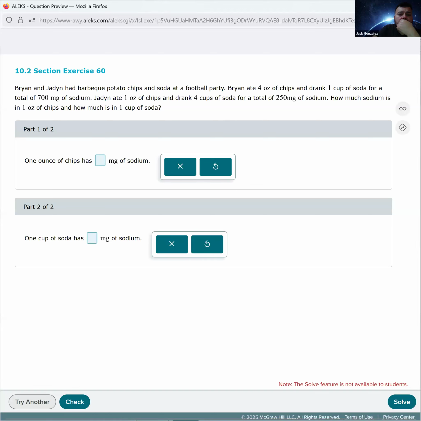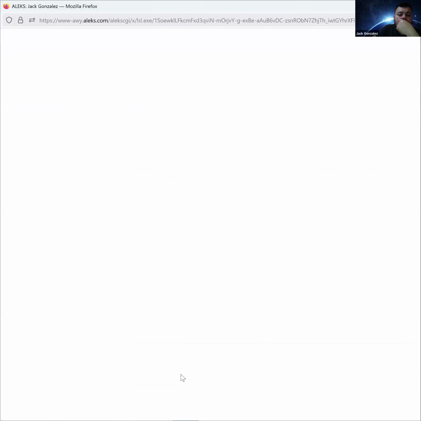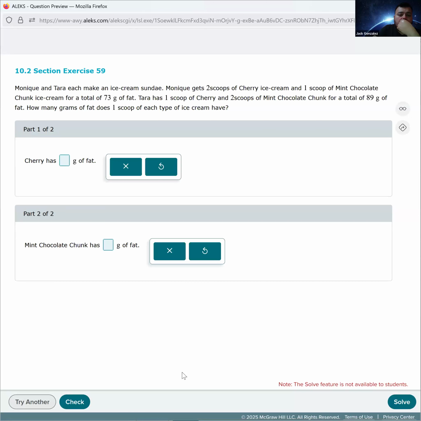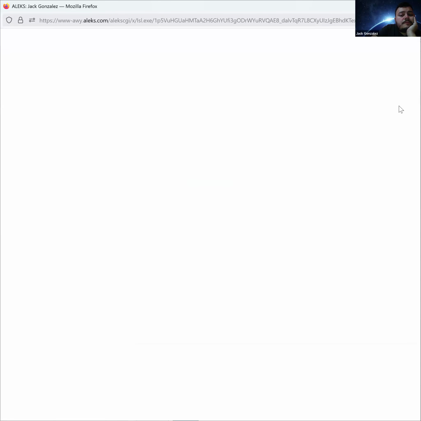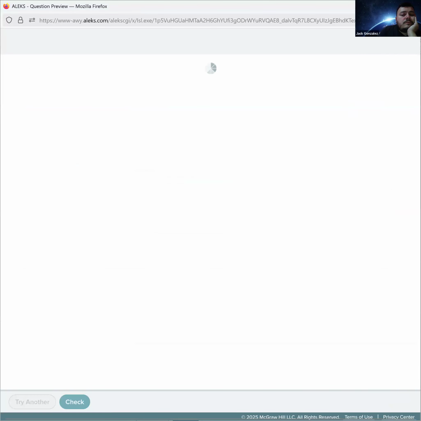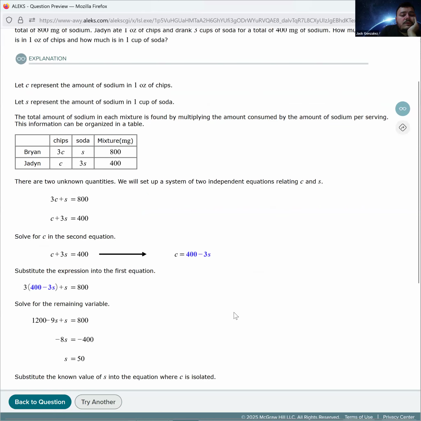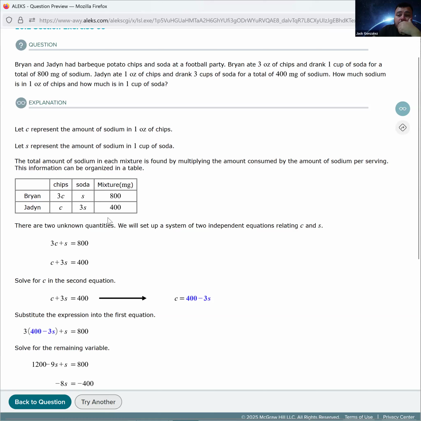This one's similar. Let's see. Well, let's go through this. Okay, so what they do is they make a little chart to keep everything together. So let's try to get the information out of the question. The things that matter: we got two people, Brian and Jaden. They both had barbecue chips and soda. Brian had 3 ounces of chips and drank 1 cup of soda.